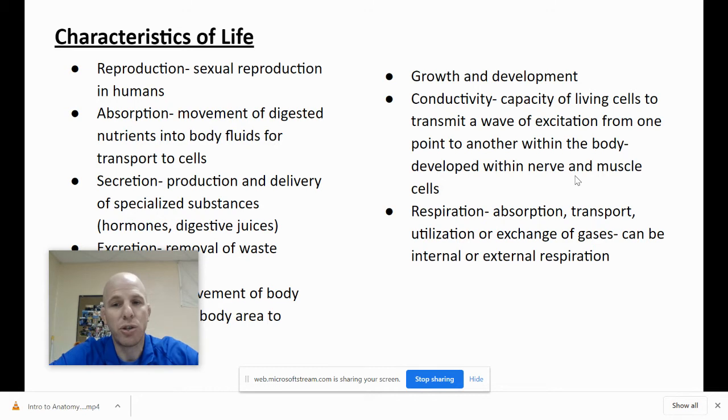Okay, that's why it says internal or external respiration. Internal is like we're putting this oxygen into the cells.